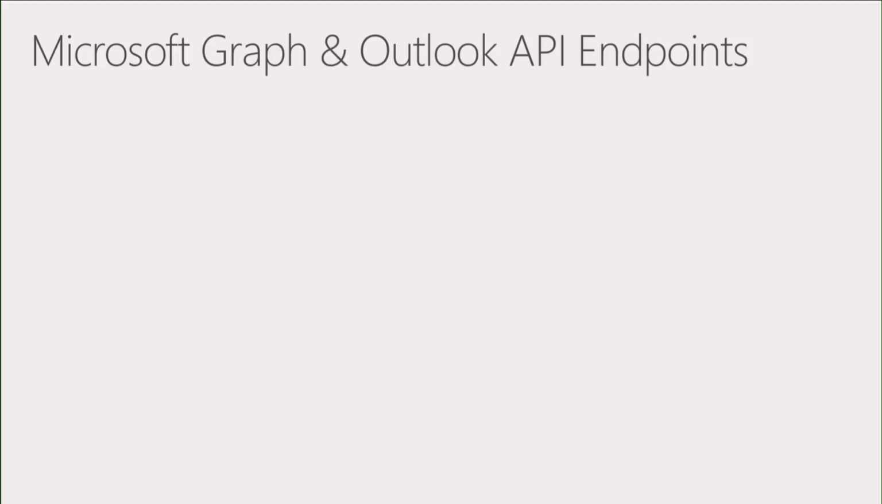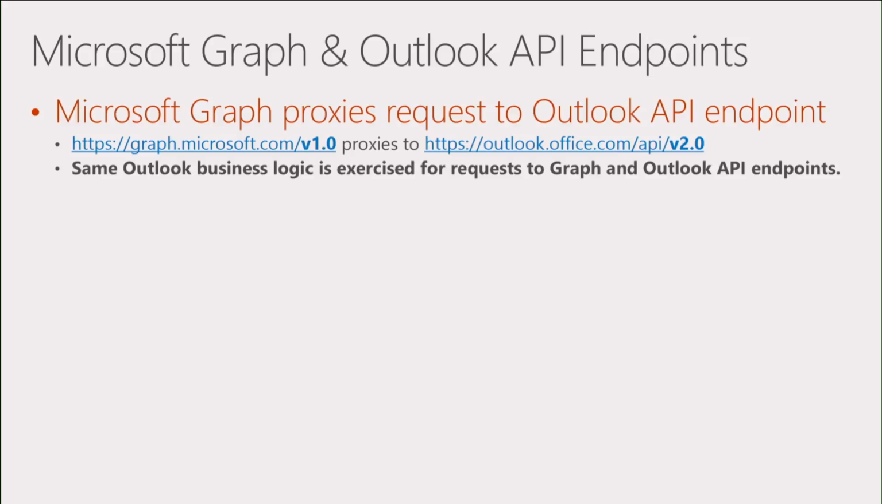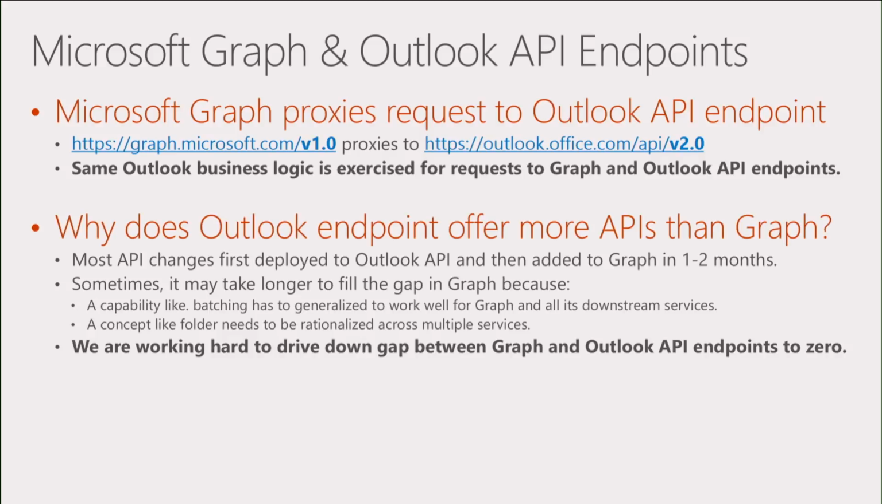Now, so there are two endpoints. How are you supposed to pick which one? So like I said, Graph is just proxying, and so the same business logic is exercised in both cases for APIs which are present in both places. How come Outlook has more endpoints? Well, our focus is on getting Graph to be as full-featured as possible, but usually when new APIs are deployed, we first roll them out worldwide on the Exchange Online service, and then within 1 to 2 months, we're able to go add it to Microsoft Graph.